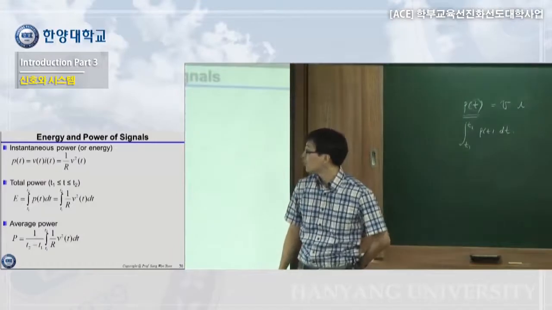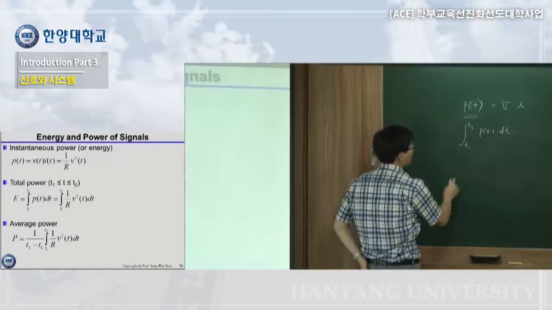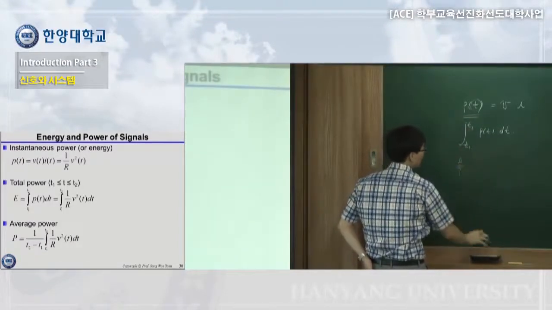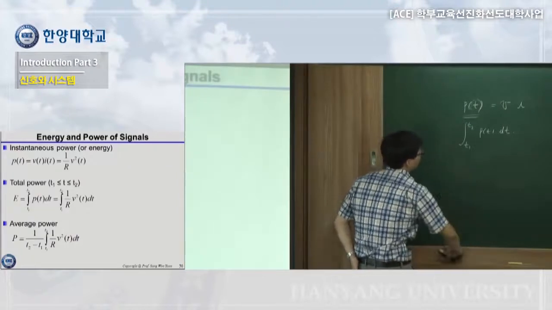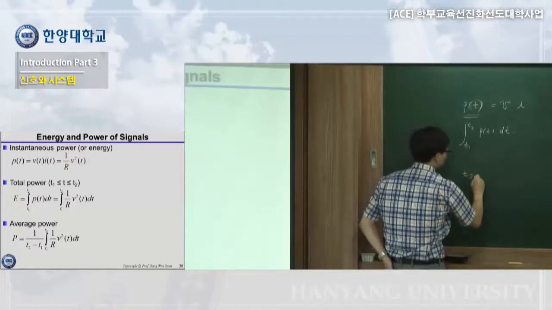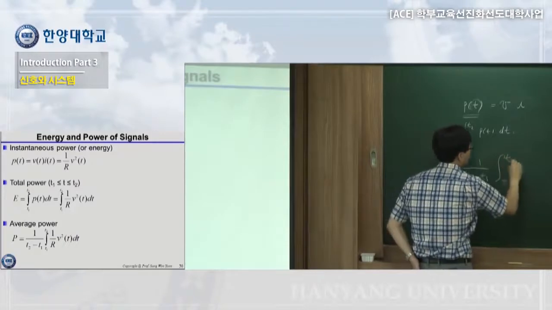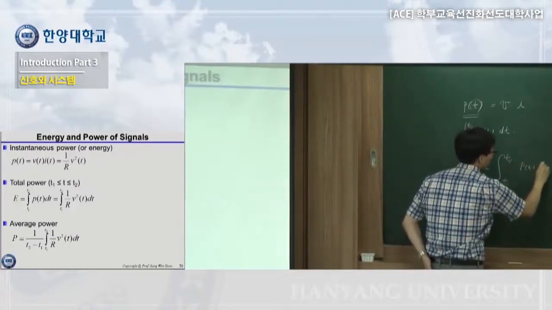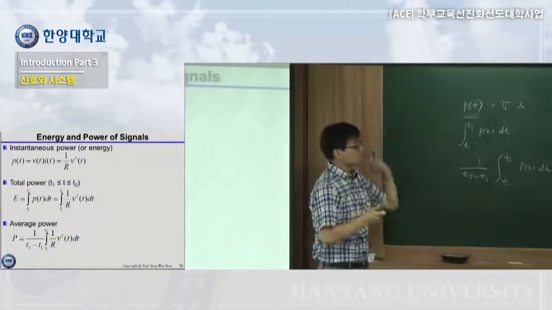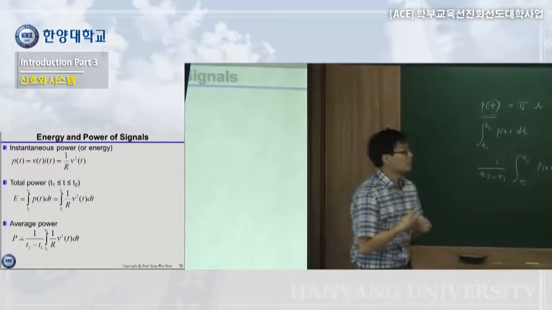What if you want to have the average one? Average is what? Average is adding everything divided by the time. So the average will be over this total power. So those three definitions on the screen are shown in here.